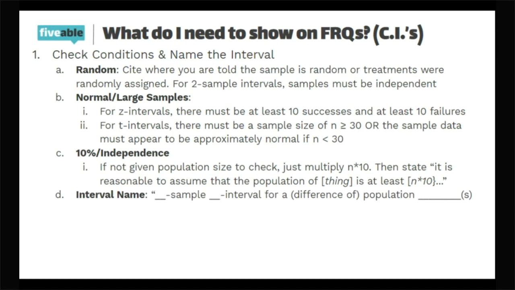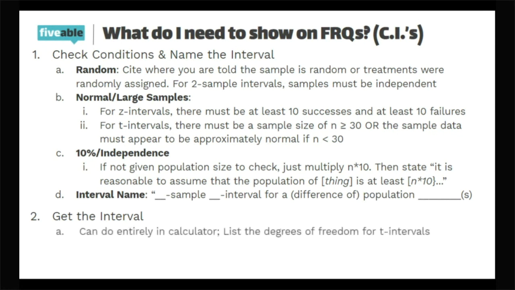Okay, and then we name the interval. These 4 things are typically all wrapped up, or if it's a T interval or a T test, the 3 things, random, normal, and the interval, those are wrapped up in one part of the question. Okay, then you go to your calculator and actually get the interval. That's going to count as a second thing. If you're running a T interval, you should list your degrees of freedom. Anytime you're doing a T procedure, you got to show the degrees of freedom.